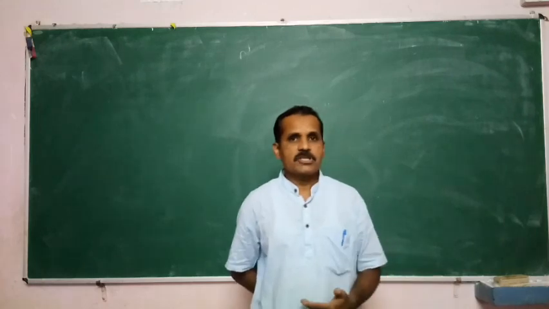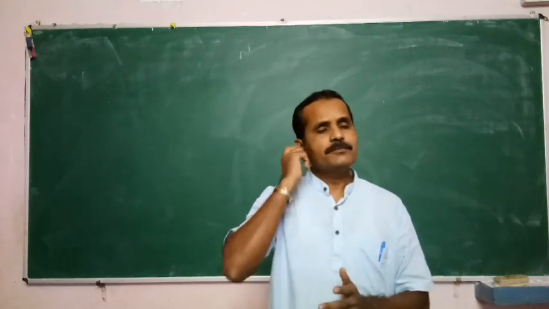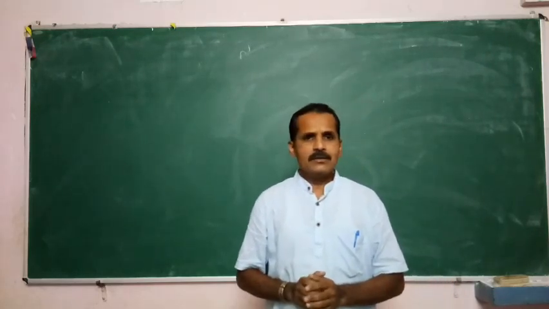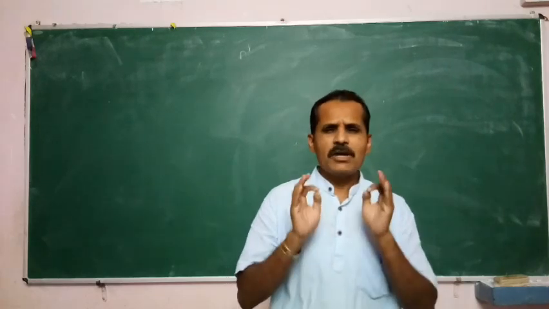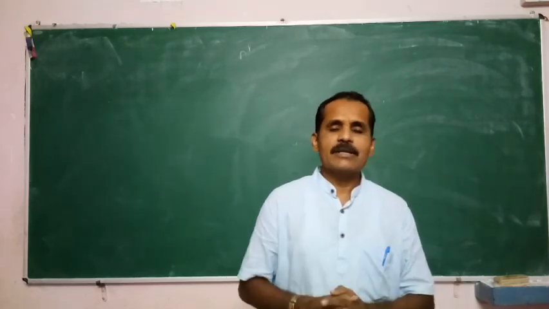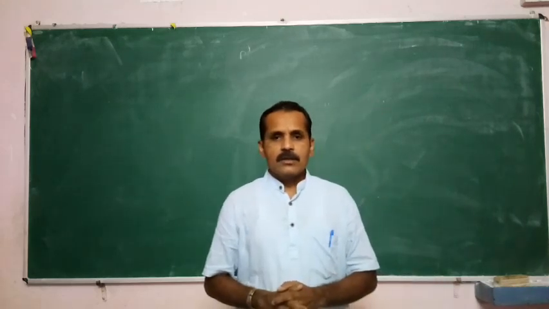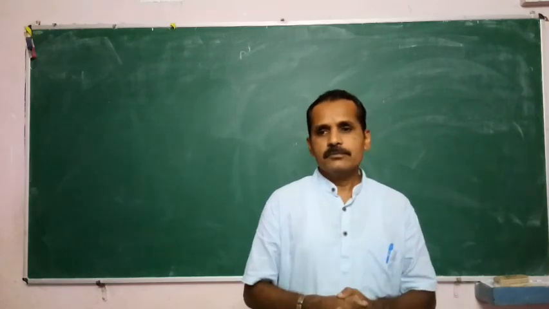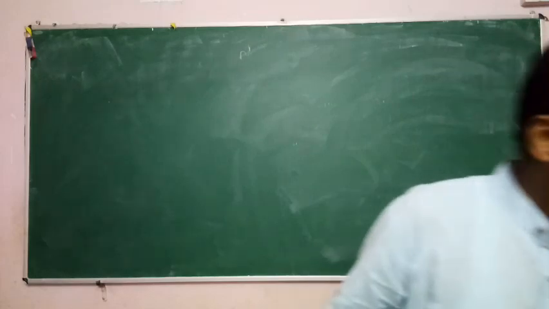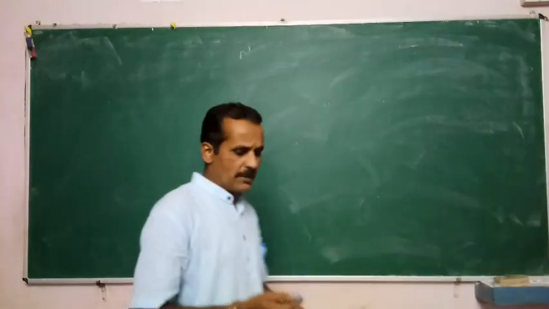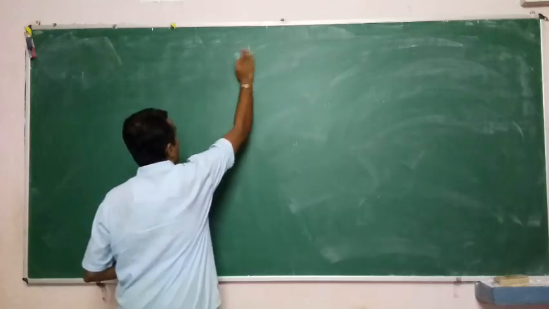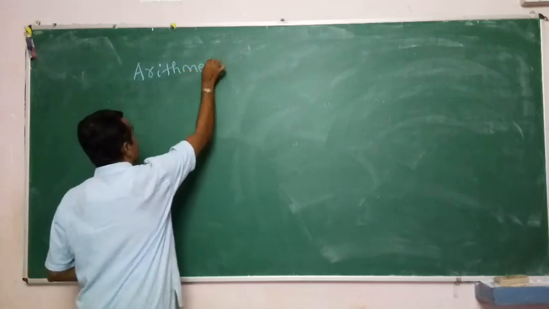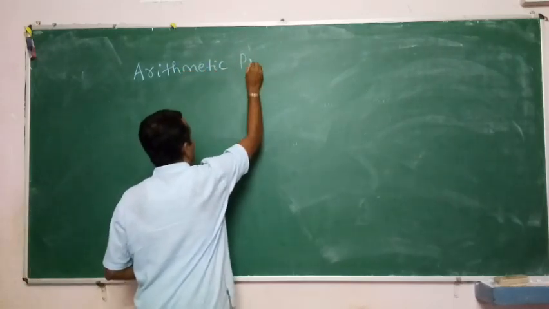After the completion of the chapter linear equations in two variables, today let us go for a new chapter. The chapter I am going to start today is one of the very simple chapters as far as class 10 mathematics is concerned. The chapter is new, but the contents are very simple, and the chapter is arithmetic progression. Arithmetic progression.